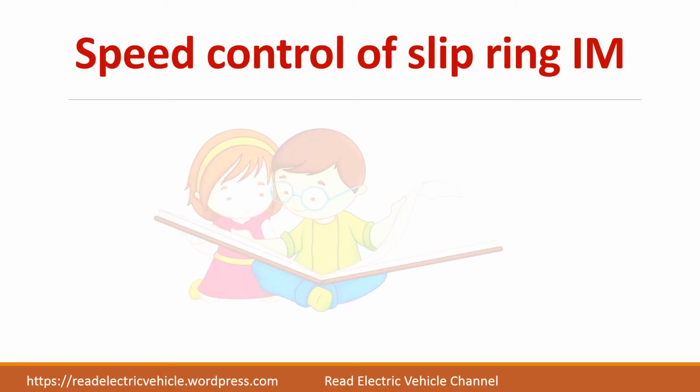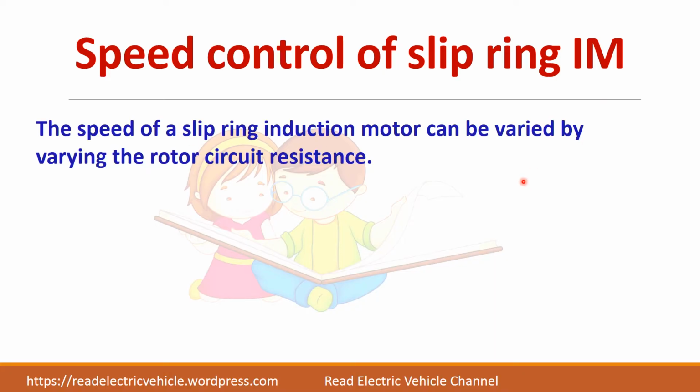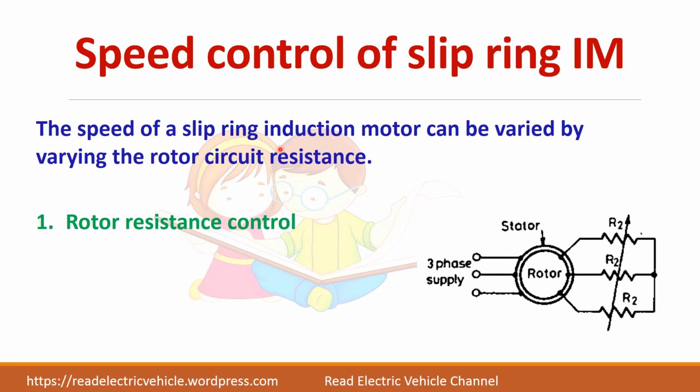Let us see how we can control the speed of the slip ring induction motor. By varying the rotor circuit resistance, we can control the speed of the slip ring induction motor. Basically, there are two techniques to achieve this. One is called rotor resistance control. It means that you are controlling the resistance connected in the rotor circuit. Thereby, you are varying the speed of the slip ring induction motor.